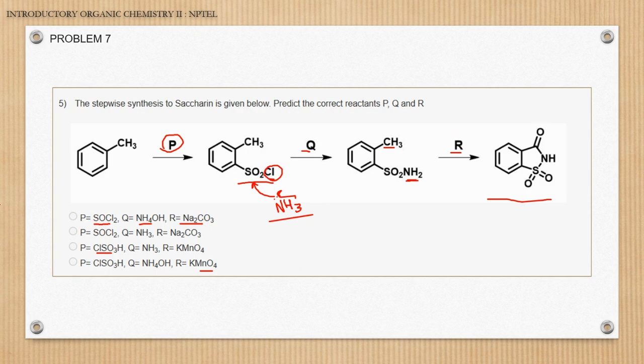So first of all, what will happen? Toluene will undergo electrophilic aromatic substitution with this acid to give you this SO2Cl substituted ortho product. After that, ammonia will displace chlorine to get the amine. After that, the oxidation of methyl will take place to form the acid, and the intramolecular cyclization will take place to give you saccharin. So, is it clear to all of you how P, Q, and R reagents are required in the synthesis of saccharin? Is the mechanism clear to all of you? Any doubts? Any queries?